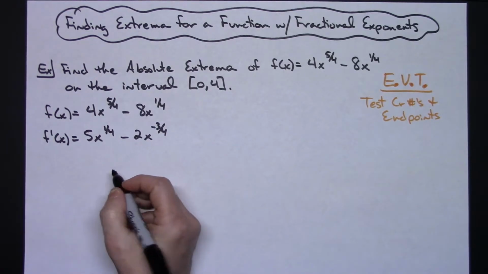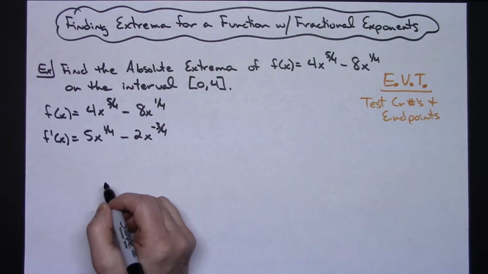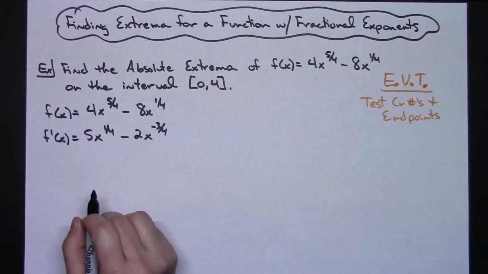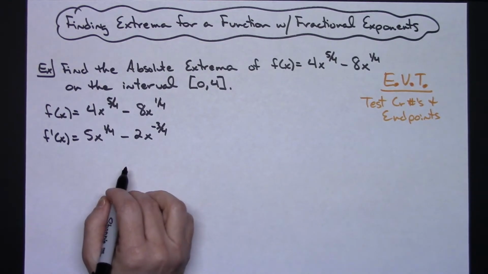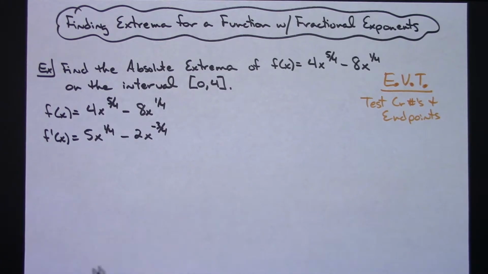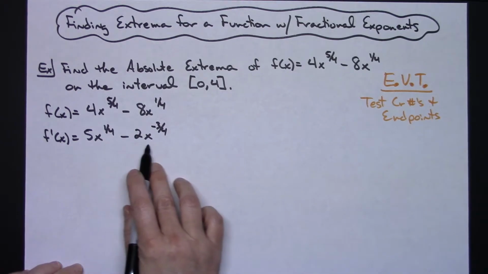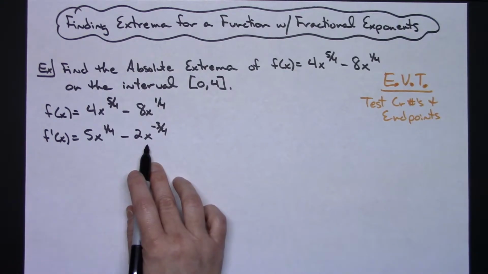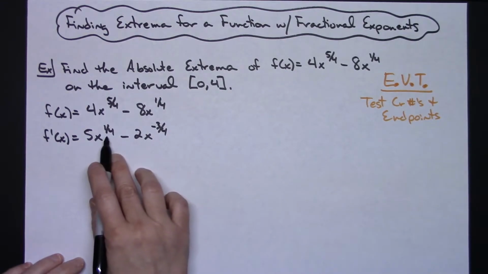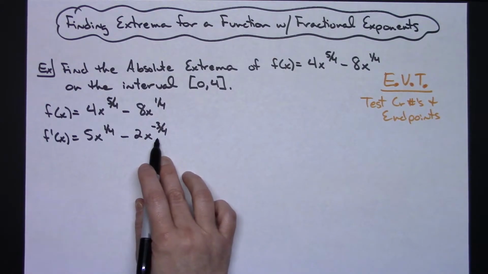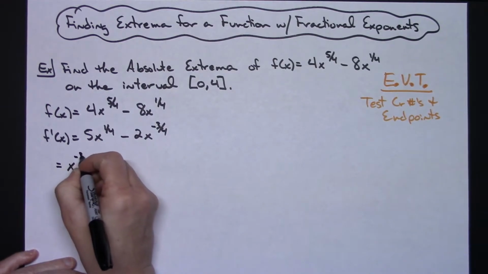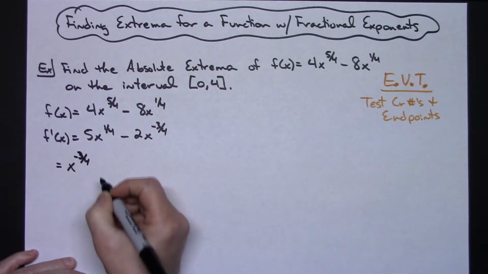Alright, now, to find critical numbers, I need to take that derivative and set it equal to 0. But with that negative exponent that's a fraction, it's going to be easier if we factor it, set it equal to 0, and try to eliminate as many of these fractional exponents as we can. Alright, now if you can factor out a greatest common factor, you're going to do that the same way that you always do. You're going to look at those variables and you're going to factor out the smallest exponent. I have a 1/4 here, I have a negative 3/4 here. So my greatest common factor is going to be an x raised to the negative 3/4. And that's what I'm going to be taking out.